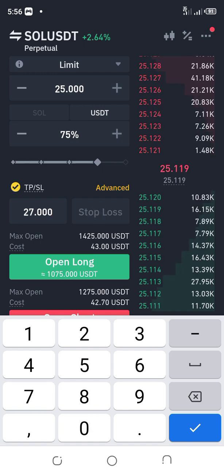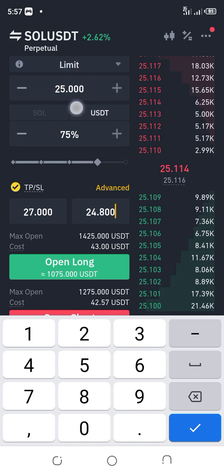Then we'll set a stop loss price as well. Since we're buying at 25.000 in the futures market, we can also set a stop loss price, meaning that once the price of this asset drops from 25 and is going down, there's a point at which we could say, okay, I'm cutting my loss at this point. I don't want to lose any more money. So this is where you set the stop loss price. Let's say 24.800.